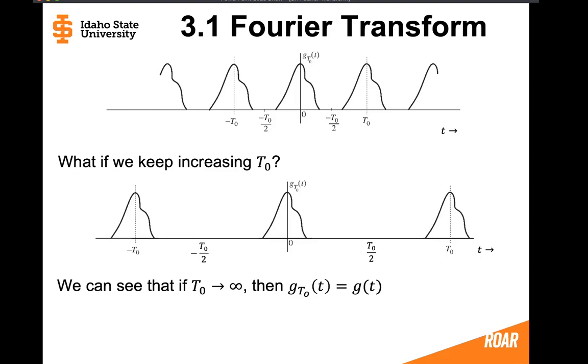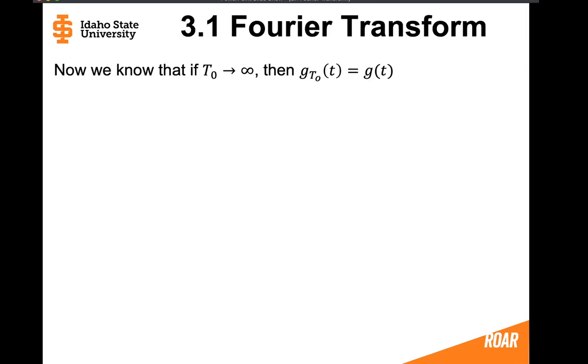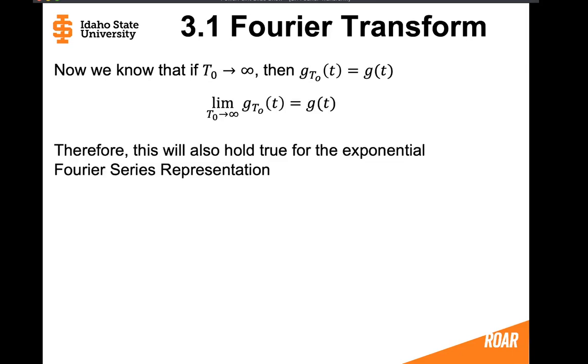So in that limit, we could make the repeating signal equal to our signal, and we can say this mathematically by writing this limit. Now we know that if the period approaches infinity, so that each one of those peaks gets further and further apart, then our repeating signal would be equal to the original signal we started with. Therefore, this will also hold true for the exponential Fourier series representation. Even if we write our signal using an exponential Fourier series, we would still have this same limit, which would hold true.